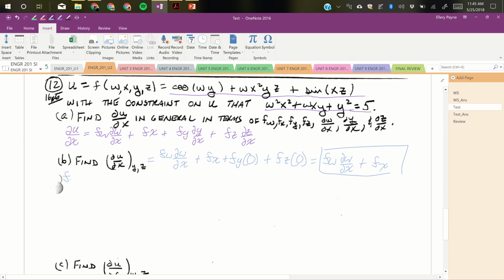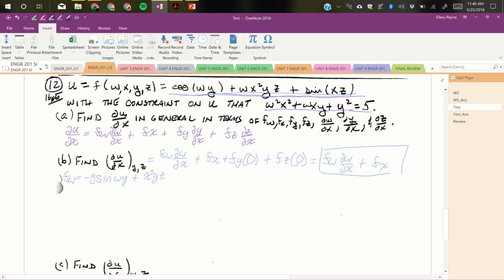So f of w. We just look up here to the top. Just take the derivative of everything with respect to w, and if it doesn't have a w in it, then it goes to 0. So the first one, cosine wy. That becomes negative, and since we're taking the derivative of the inside, wy, y is being held constant, so we just take the derivative of w, so we're left with y times sine of wy, plus the derivative of w x squared yz. We just take the derivative of w, x squared yz is held constant, so it's just x squared yz. Then the sine xz is considered constant, so it goes to 0. I'm not going to write that down.